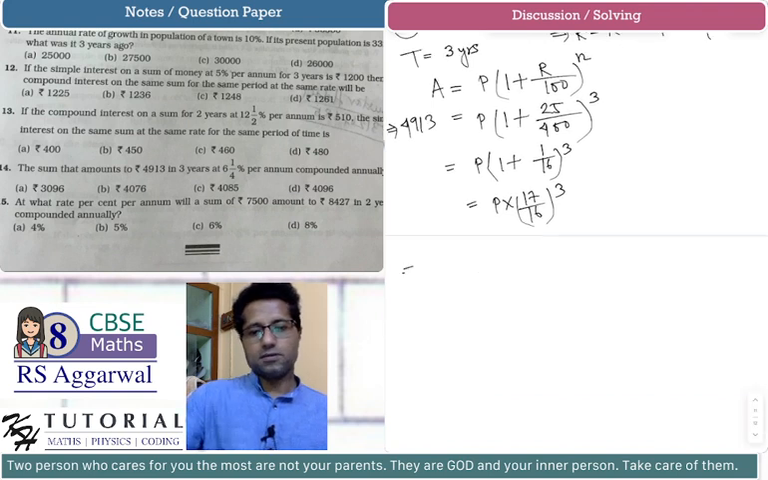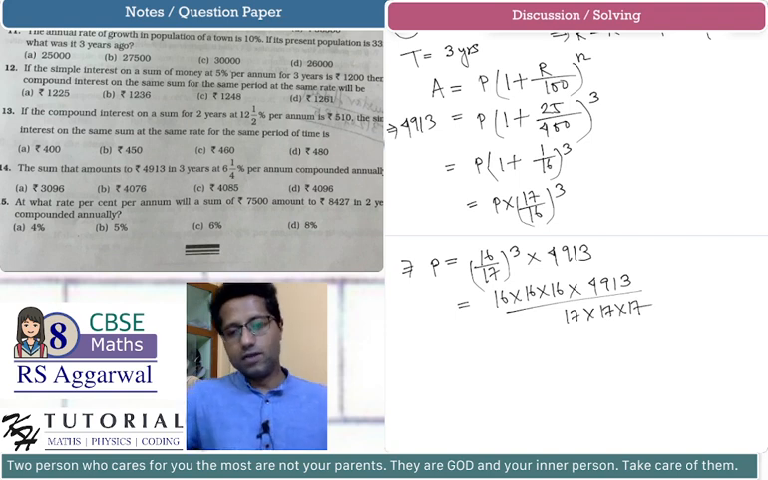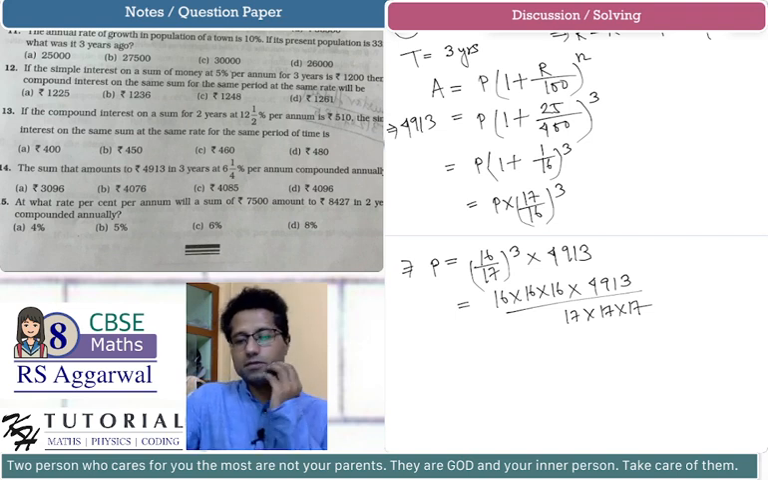So this implies P is equal to (16 by 17) cube multiplied by 4913. So this is equal to 16 multiplied by 16 multiplied by 16 multiplied by 4913 divided by 17 multiplied by 17 multiplied by 17. I hope 17 cube will exactly divide 4913. Let's see. Let's divide by 17.